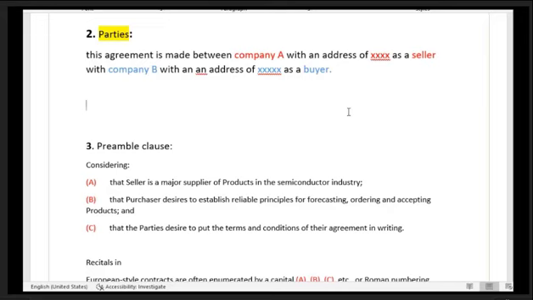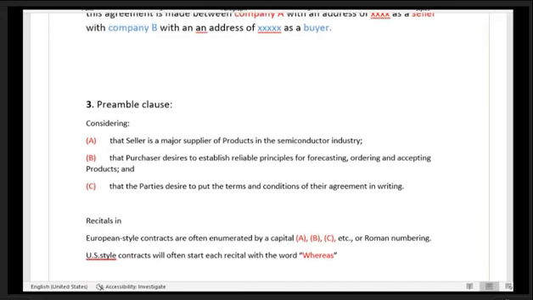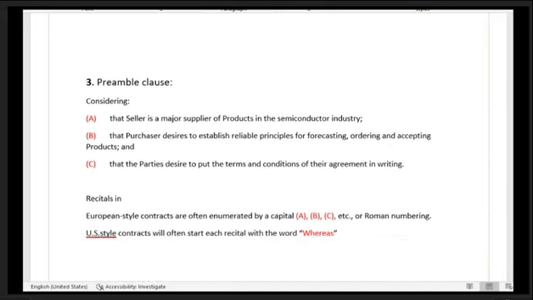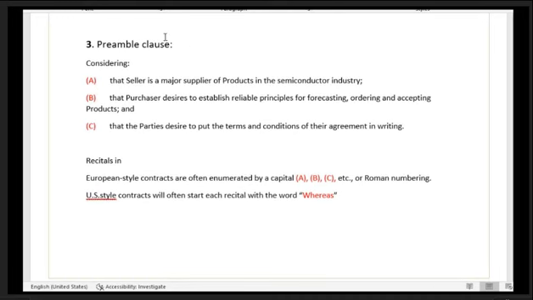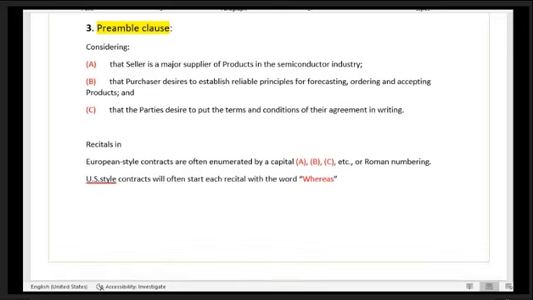Third section, the introduction clause in a contract, or preamble clause. In this section, parties usually set out some of the background facts against which the deed is made and provide context as to what the contract is about, who the parties are, and why the contract is being signed.